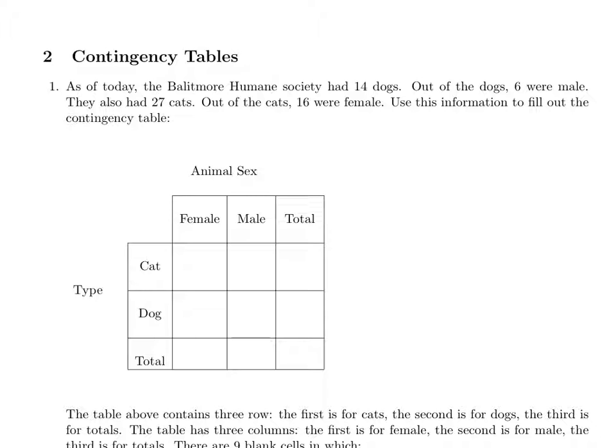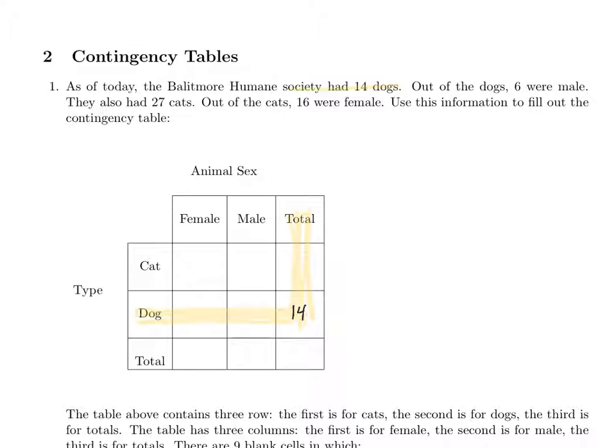Now we're going to start here at the very top, which says the society had 14 dogs. To understand where this is going, we're going to go ahead and look at the dog row. And this isn't male or female dogs, this is total dogs. So I'm going to go ahead and look where total hits dogs, and that's where that number will go. So, once again, I have a total of 14 dogs.